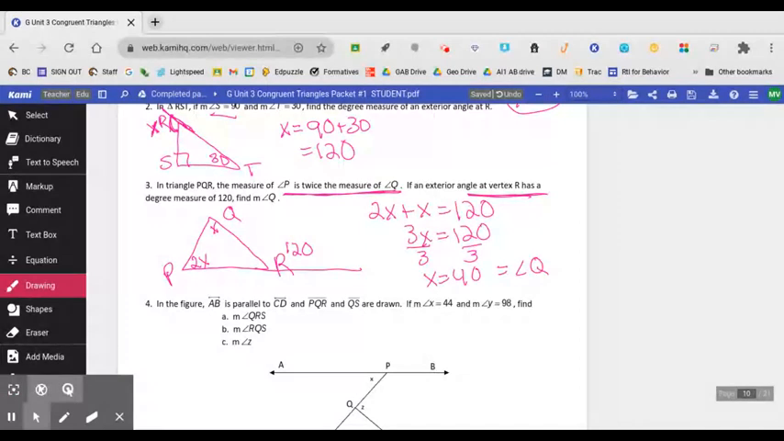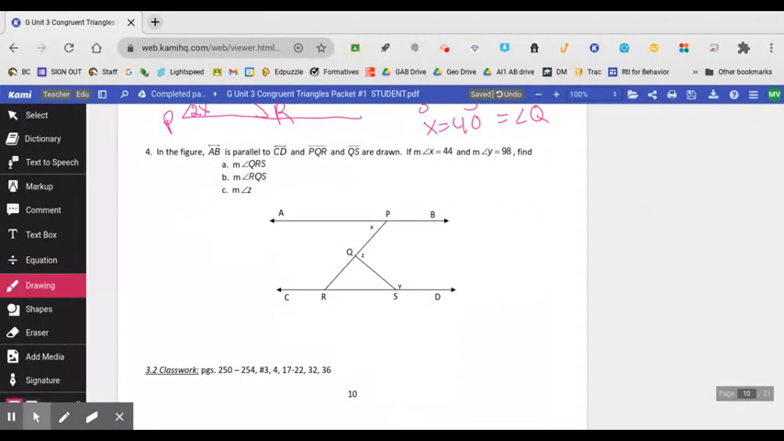So my equation is that 2x plus x equals 120 because the exterior angle is equal to the sum of the remote interior angles. I solve that equation by combining like terms. I then divide by 3 and I get x equals 40. It told me to find the measure of angle Q. Well, Q is really just x, so 40 is my answer.